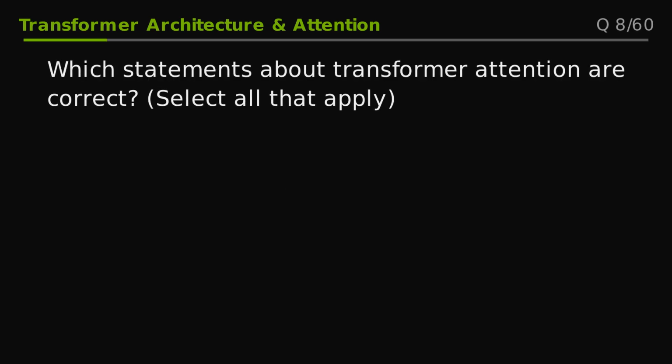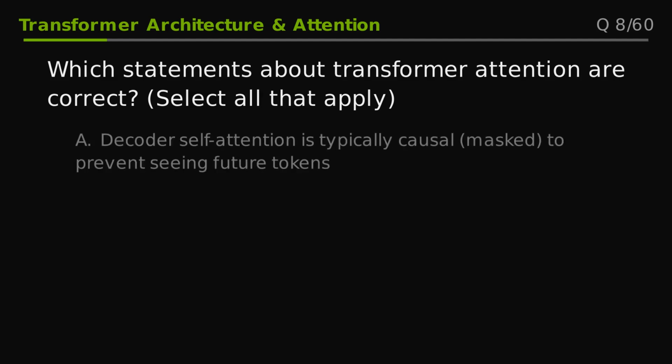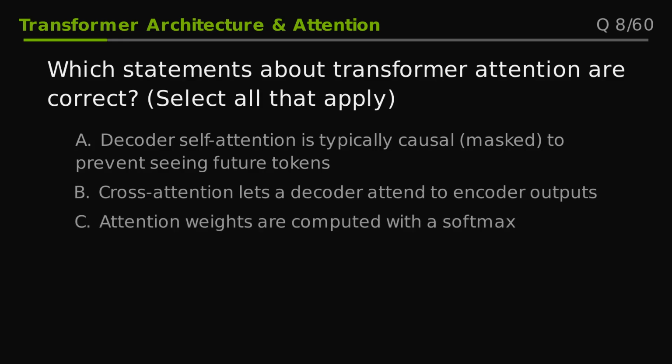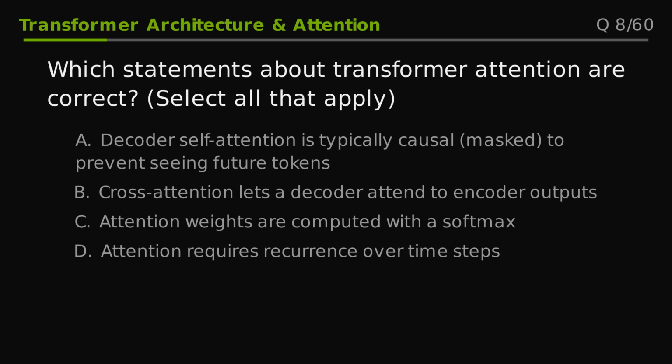Question 8. Which statements about transformer attention are correct? Select all that apply. Option A. Decoder self-attention is typically causal masked to prevent seeing future tokens. Option B. Cross attention lets a decoder attend to encoder outputs. Option C. Attention weights are computed with a softmax. Option D. Attention requires recurrence over time steps.